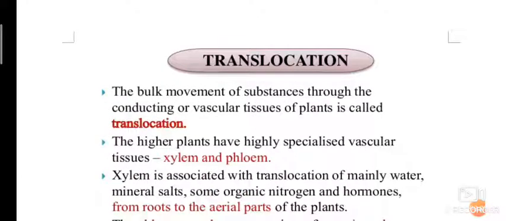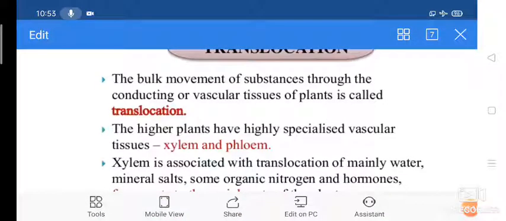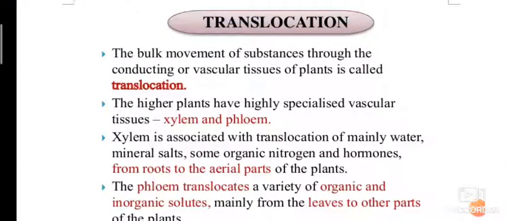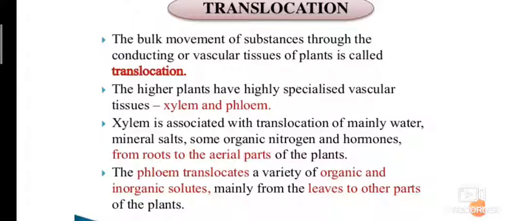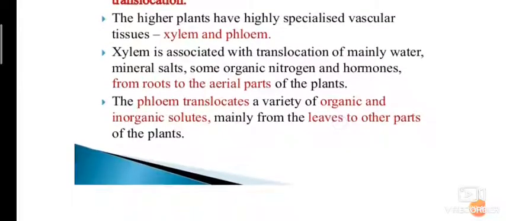Translocation. The bulk movement of substances through the conducting or vascular tissue of plants is called translocation. The higher plants have highly specialized vascular tissues, called xylem and phloem. Xylem is associated with the translocation of mainly water, mineral salts, some organic nitrogen and hormones from the root to the aerial parts of the plants. The phloem translocates a variety of organic and inorganic solutes, mainly from the leaves to other parts of the plants.